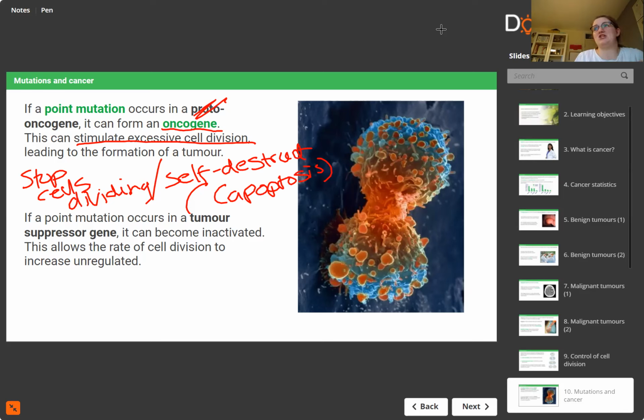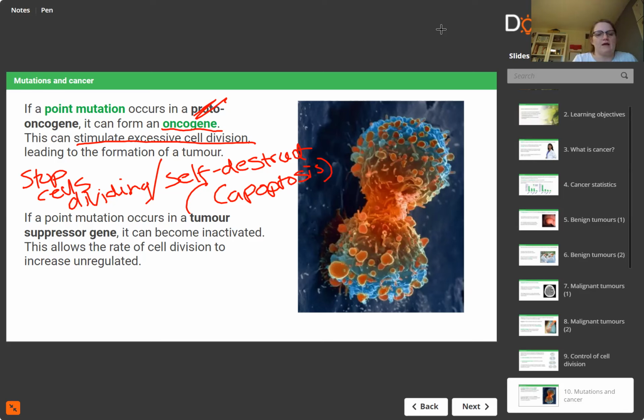Or if we've only just made a new one of that cell, the tumor suppressor gene is going to pump out those proteins that are going to stop that cell from dividing for a while, because it's like, hang on, we've just made a new skin cell. We don't need to make a new skin cell anytime soon. Like, chill out. We don't need to make that many. So that's the general idea of them.